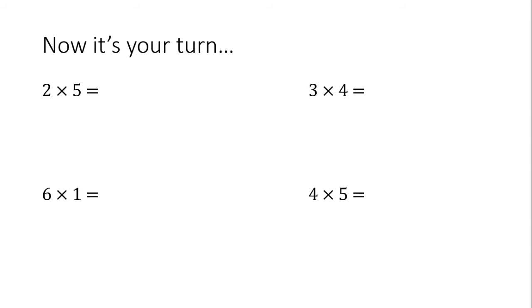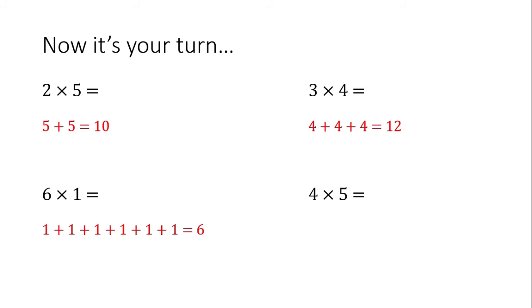It's answer checking time again. Let's get started. In the top left, we have 2 times 5. Well, that's 2 5's. So 5 plus 5, and that equals 10. On the top right, we have 3 times 4. So you're adding 3 times, and the number you're adding is 4. 4 plus 4 plus 4, and that equals 12. On the bottom left, we've got 6 times 1. So you're adding 6 times, and you're adding the number 1. So that's 1 plus 1 plus 1 plus 1 plus 1 plus 1. And that equals 6. And we know how to add 1, so that was pretty easy to do.